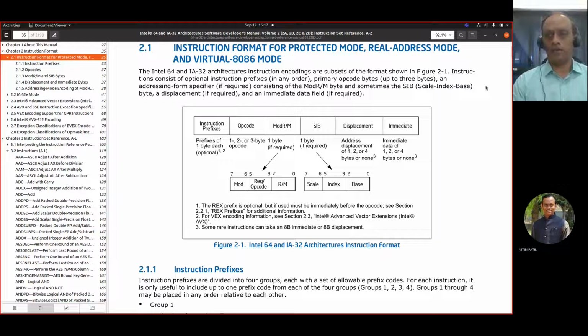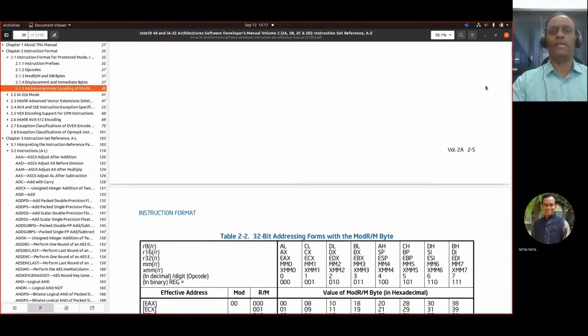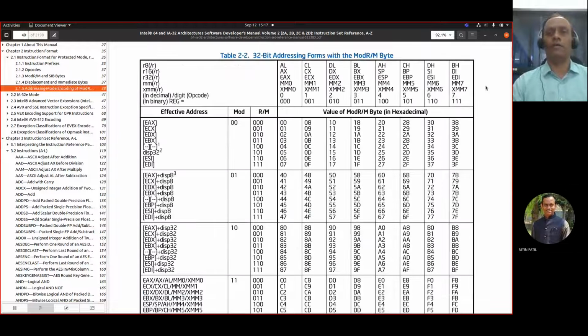Now, if I go to the page below, there is a table given for this mod RM byte. This is meant for the different kinds of operands that can be added. For example, your operand possibly could be only a register. So if it is register to register, then the mod of mod RM would be 11. If there is a 32-bit displacement added along with the register or memory, then it could be 10. Similarly, if it is 8-bit, then 01. If there is no displacement added, then 00.